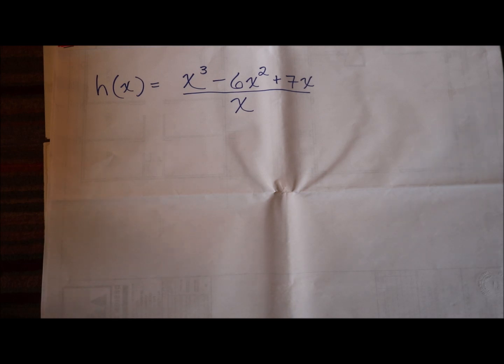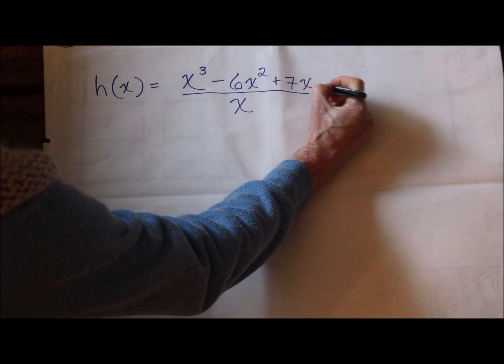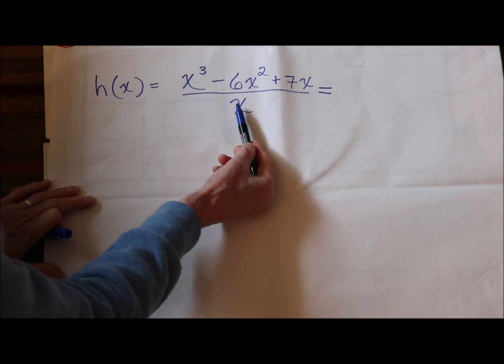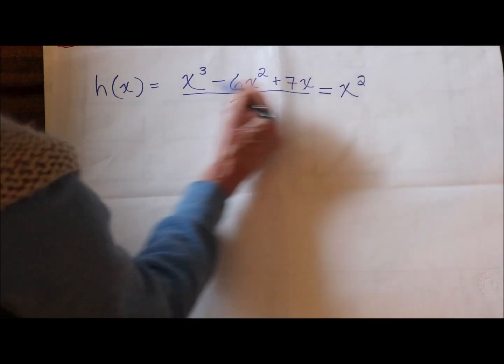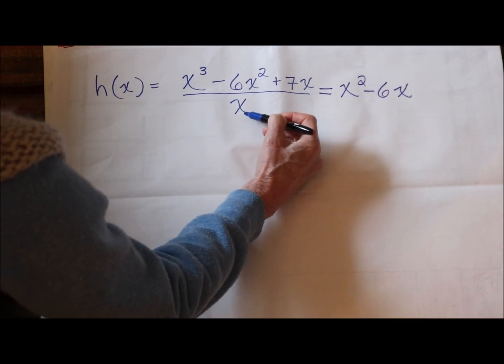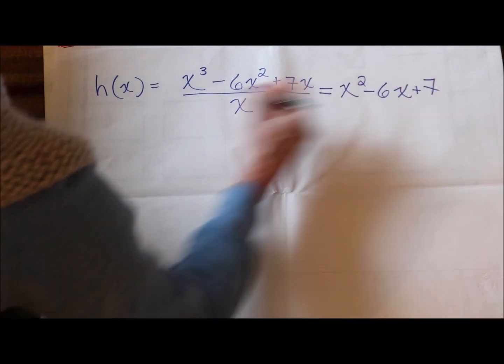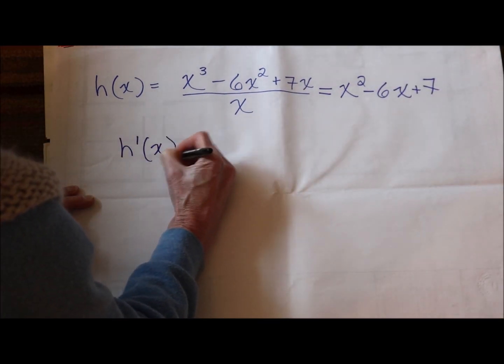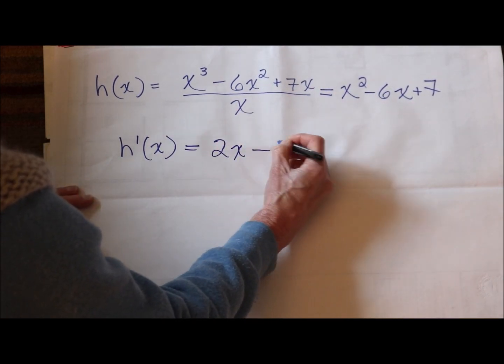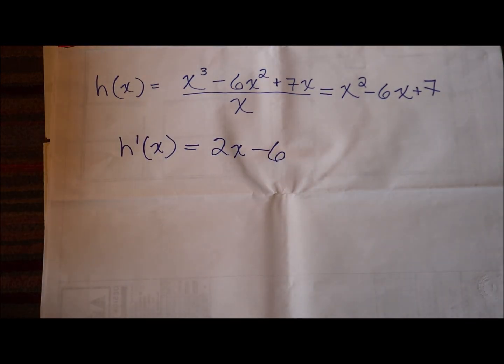Yes, you're right. Instead of using the quotient rule, I could first just rewrite this. Remember, this means x cubed divided by x, which is x squared, minus 6x squared divided by x, which is just minus 6x, plus 7x divided by x, which is just plus 7. Wouldn't it be a whole heck of a lot easier to first rewrite or simplify this function and then just use the power rule? Yeah. Now, if you had gone through and used the quotient rule, you would have gotten the same answer, but it would have taken a lot more time.